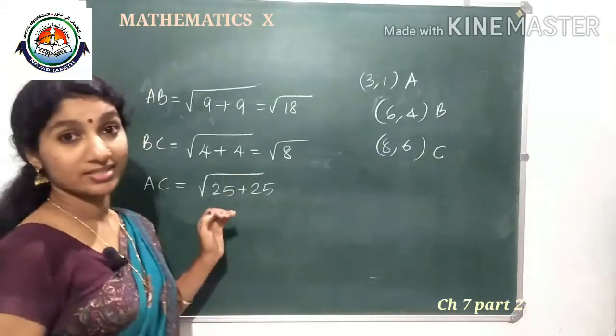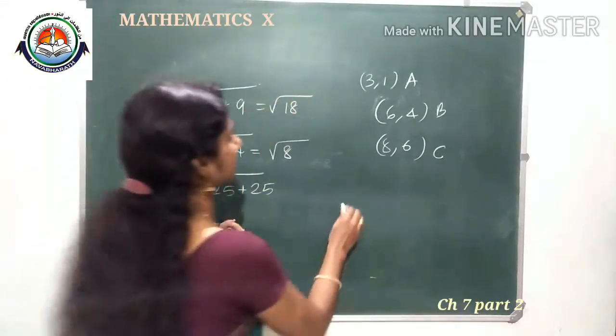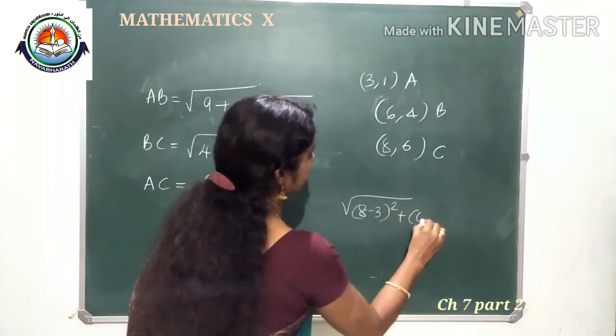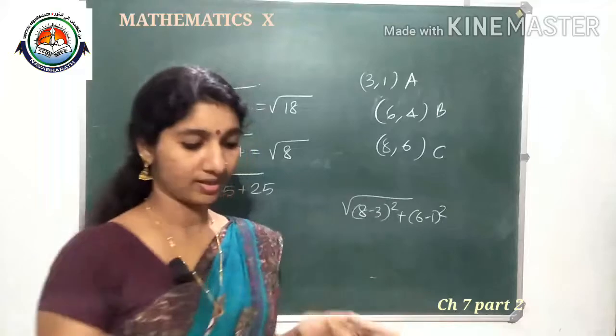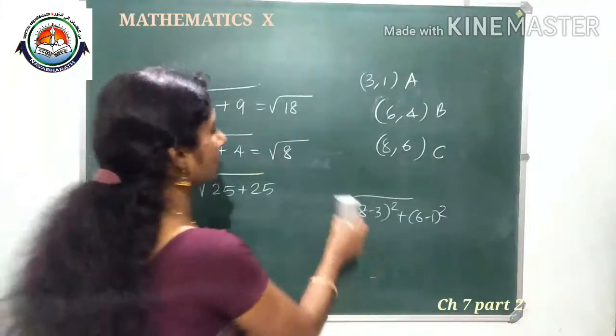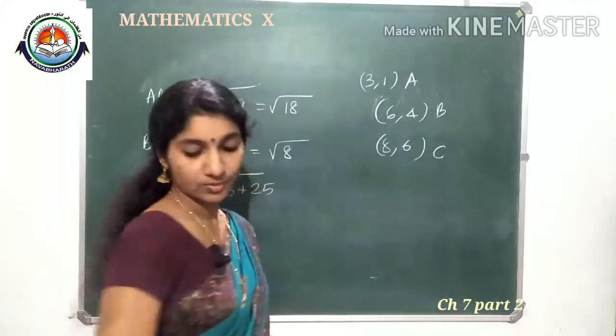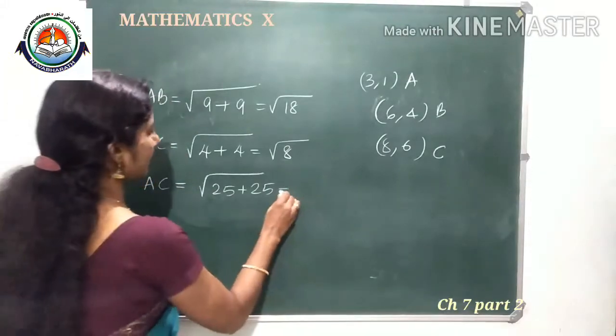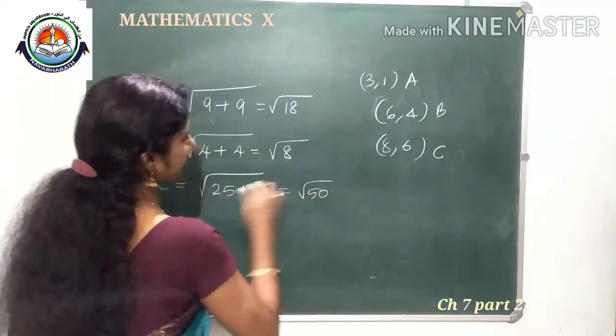You can write more steps, like root of (8 minus 3) whole square plus (6 minus 1) whole square if you want. Otherwise, if you are feeling it is so easy, you can leave the steps. Small steps you try to avoid writing. So that is equal to root 50.